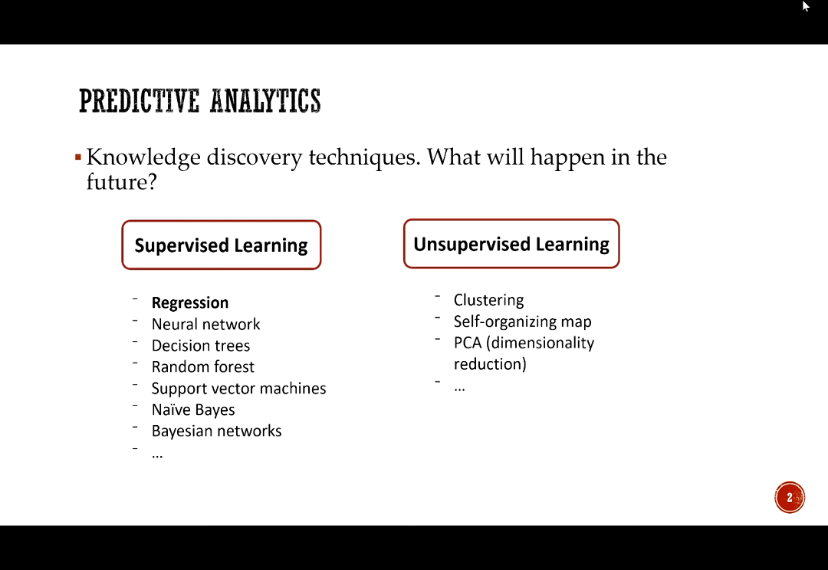I have listed some learning algorithms under each category. For instance, regression models, neural network, random forest, support vector machines go under supervised learning. And clustering, self-organizing map, and principal component analysis go under unsupervised learning algorithms.